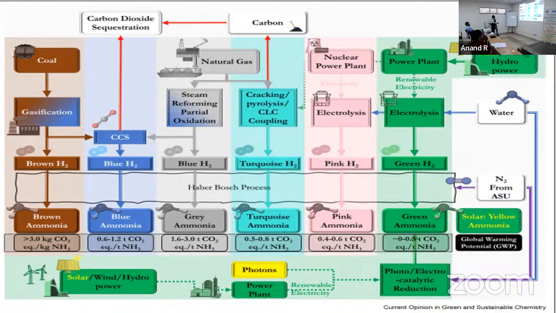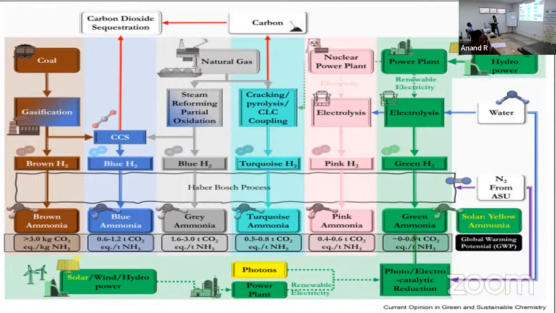Then the natural gas is used for cracking or pyrolysis or chemical looping. The product that comes out from the reactor is called Turkish hydrogen, and the ammonia is called Turkish ammonia. So the natural gas taken for SMR is called blue hydrogen or grey ammonia. The natural gas, the methane, taken for a pyrolysis reactor or chemical looping or cracking system, where the reactor is producing hydrogen, is called Turkish hydrogen. The ammonia that comes out from the Turkish hydrogen is called Turkish ammonia.